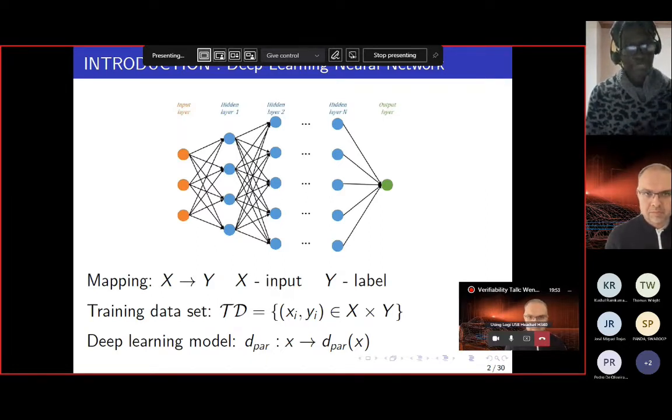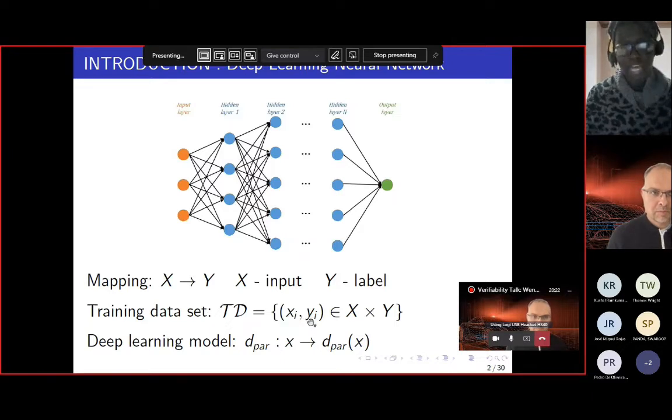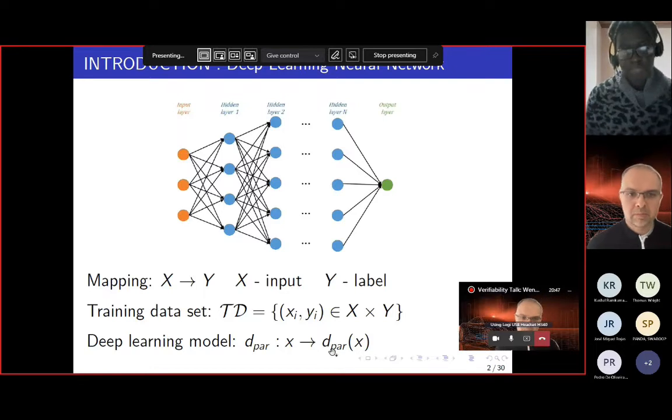So for our deep neural network to be able to do that classification, we need some training data set, and that's going to be a set of n pairs, and n, as you all know, will be how many elements are in the input or the label space. So you have a set of n pairs, and I've denoted here x_i as an element in the input space and y_i as an element in the label space. So again, the deep learning model will take elements in the input space. I've denoted the deep learning model as D_par, where par is the parameters of the deep learning model. So it will try to predict an output in the Y label space for the elements in the input space.